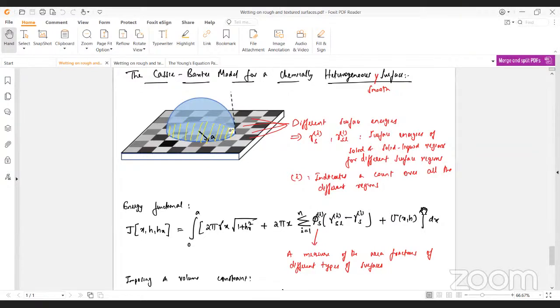Now I get it. Just out of curiosity, I wanted to ask: in the Cassie-Baxter model, you said that we could have chemical treatment of the surface, like the patches. Is there any way in which we can change the surface energy at a patch, but without changing the chemistry of the surface? Is there any method of that?